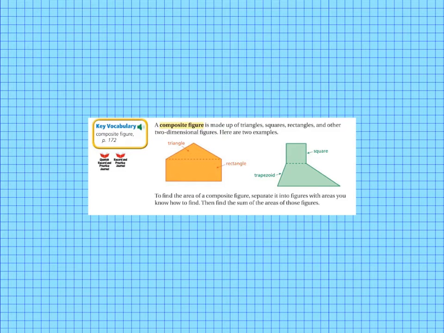To find the area of a composite figure, separate it into figures with areas you know how to find. Then find the sum of the areas of those two figures. So remember that sum means you're adding.